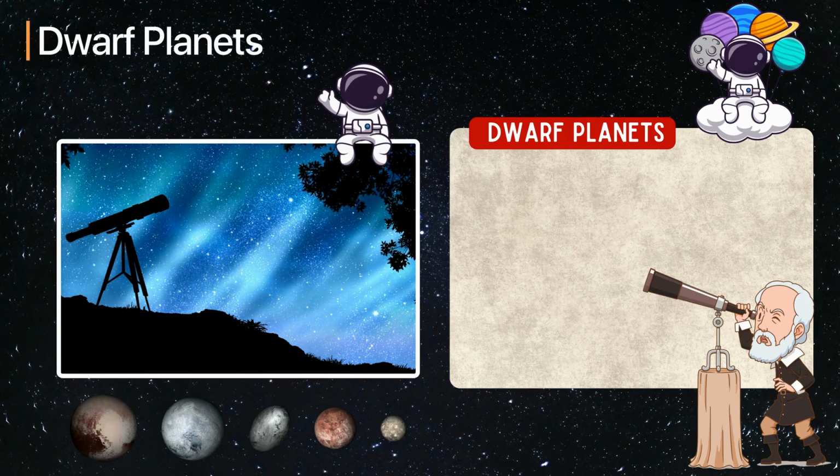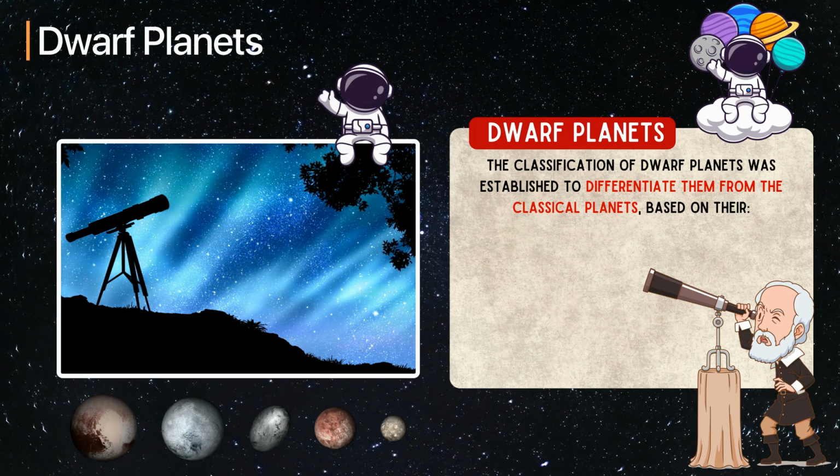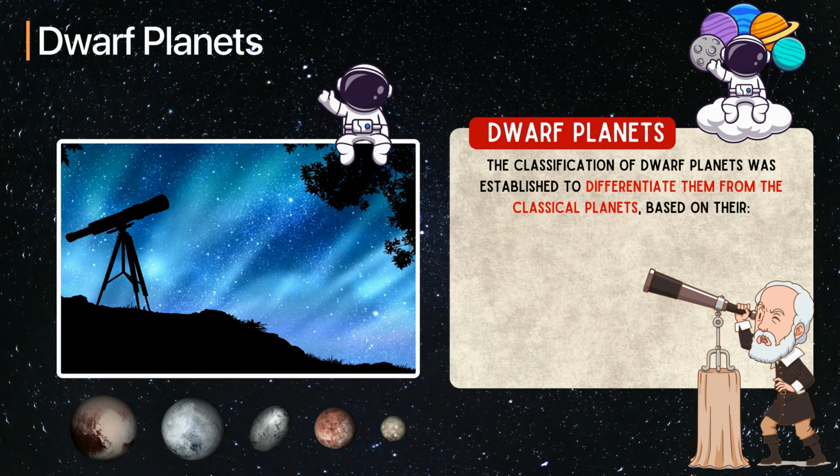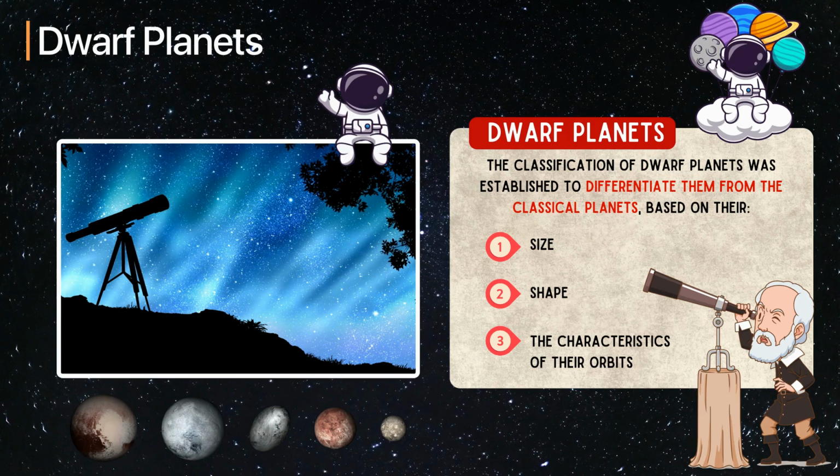These differences are important because they help astronomers classify and understand the diverse range of objects in our solar system. The classification of dwarf planets was established to differentiate them from the classical planets based on their size, shape, and the characteristics of their orbits.